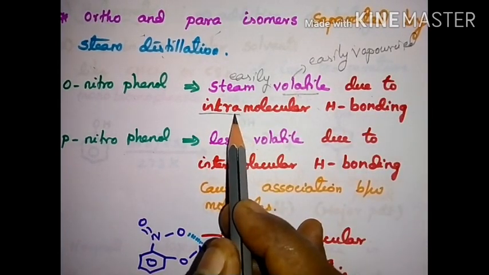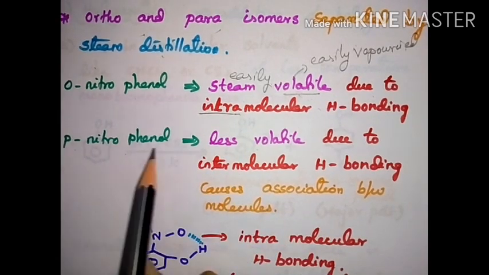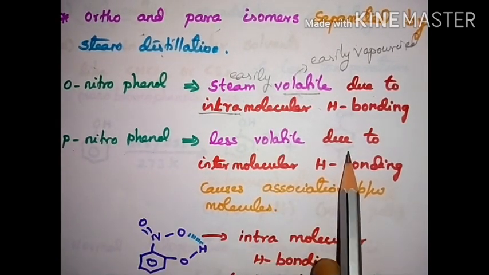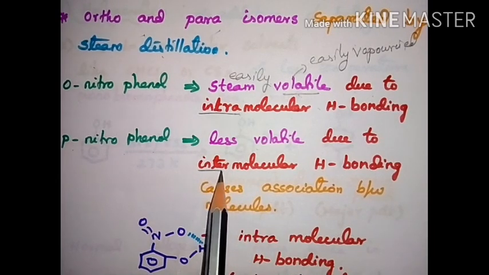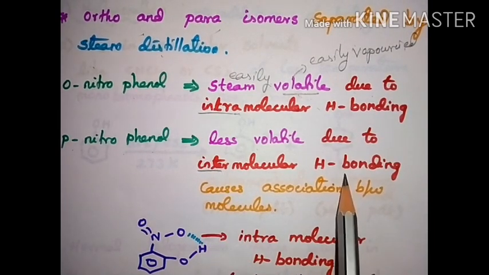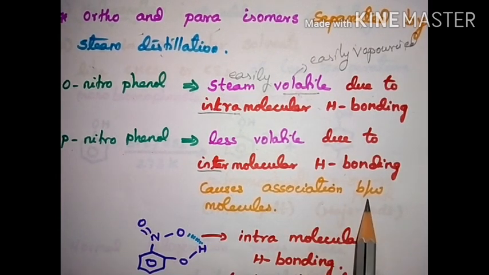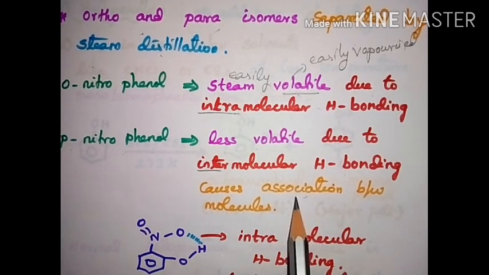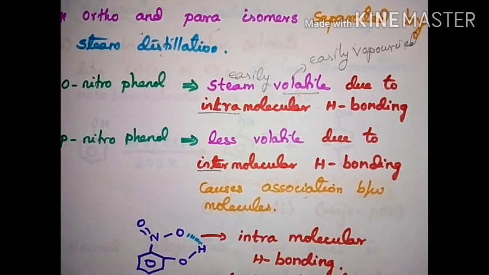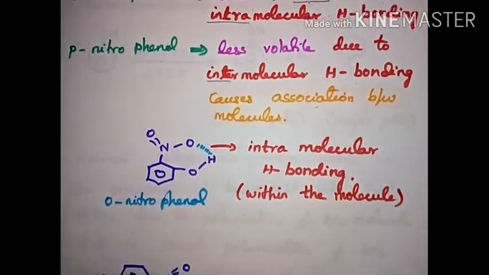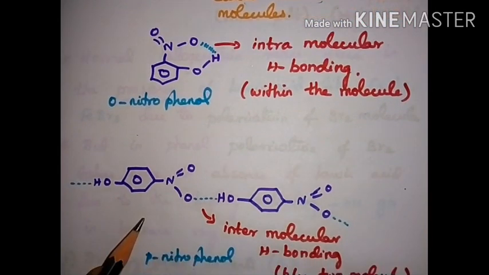Intra means within one molecule. Paranitrophenol is less volatile due to intermolecular hydrogen bonding, which causes association between molecules. Inter means associated with each other. Now this is the structure of ortho and paranitrophenol.